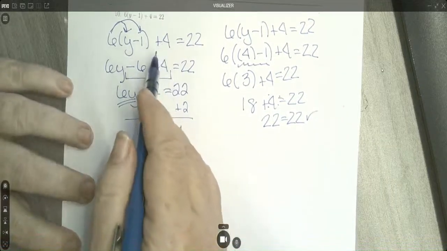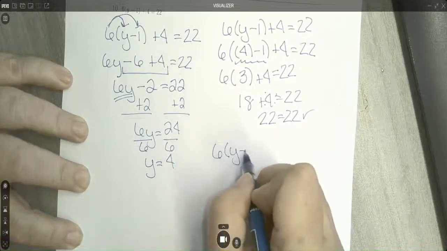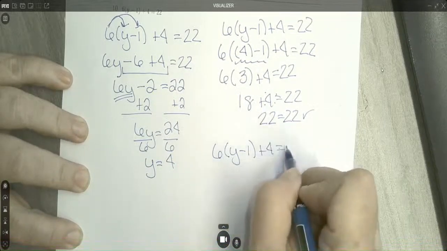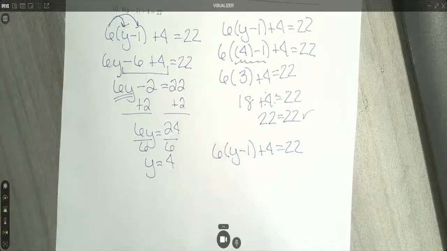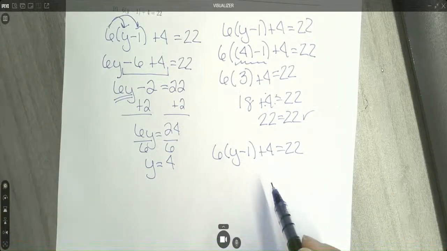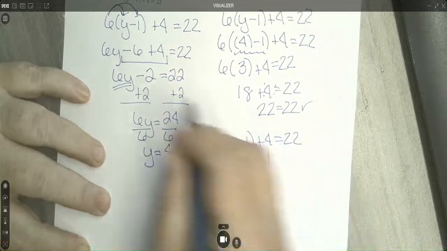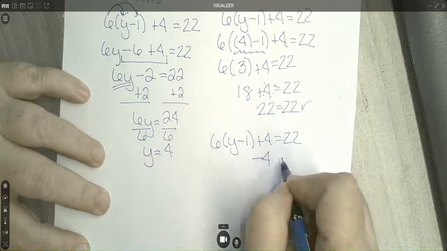Now I want to look back at this for just a second. I'm going to rewrite it again. 6 times y minus 1 plus 4 equals 22. Some of you may be thinking, well, Kathryn, why didn't you subtract 4 first? Actually, that's totally legal. We could do that. And let me show you how that works. It's going to give us one extra step, but it's okay.